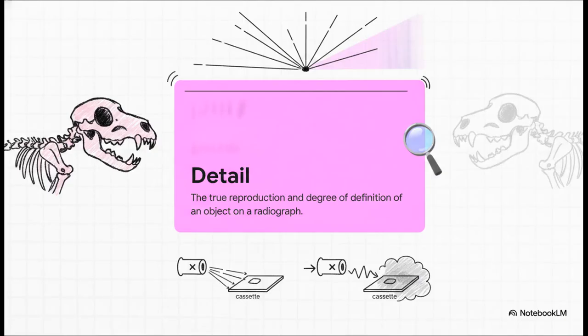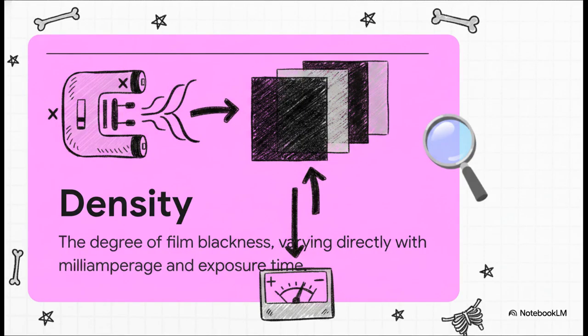So the first of our big 3 is detail. Detail is basically the degree of definition, how true and crisp the reproduction of that object is on your film. But here's the thing, detail is incredibly fragile. Literally any movement from the patient, a tiny shift of the cassette, or even a slight bump to the X-ray machine itself is going to cause motion blur and cause a sudden loss of that critical definition. You've also got to consider the distance to the focal spot and make sure your exposure is dialed in perfectly to avoid fogging. The second factor we need to look at is density.